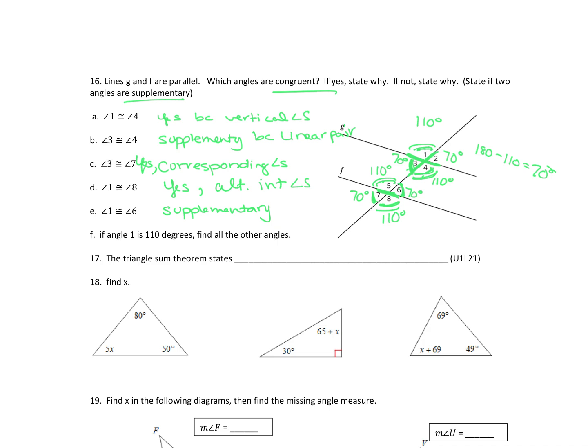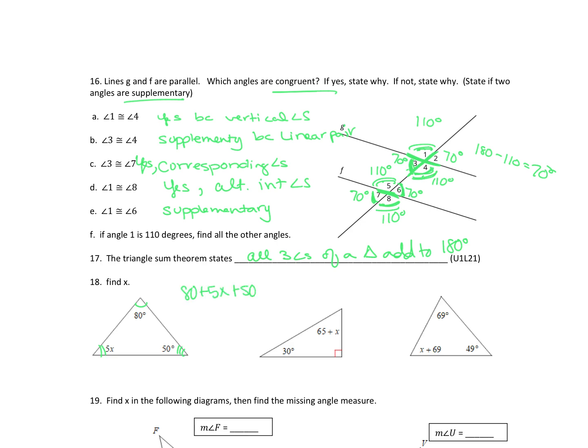The triangle sum theorem states that all three angles of a triangle add to 180 degrees. So let's use it to do the next problems. All three of these angles add up to 180. So let's write them.